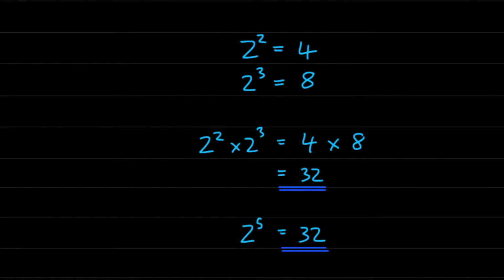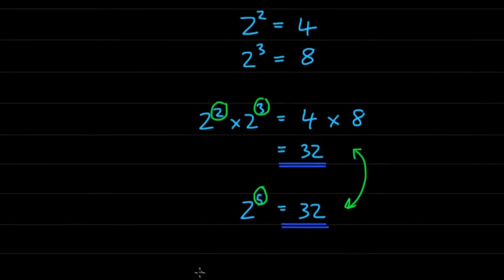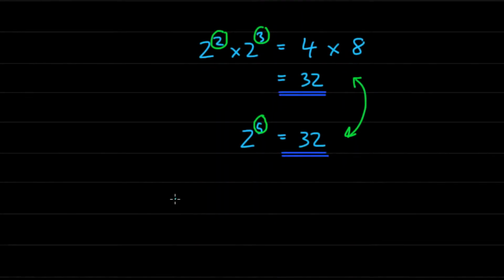That would seem to imply something. I wonder what that something is. Well, look, the reason why when you multiply the same base you add the indices or the exponents is actually fairly straightforward, because look, 2 squared is 2 times 2. And then 2 cubed is 2 times 2 times 2.